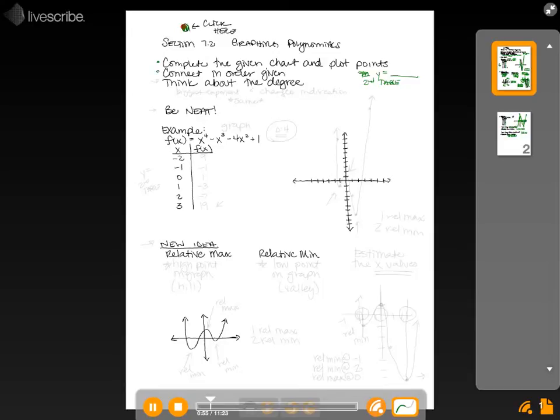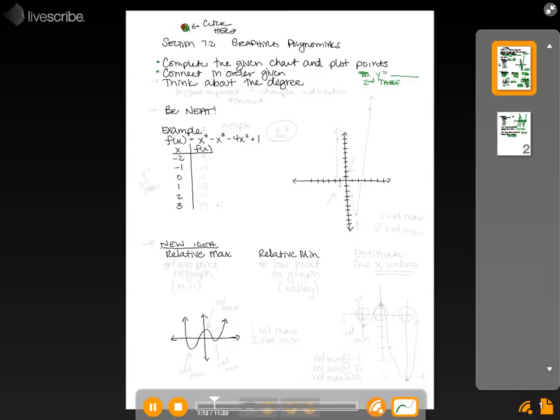And then you want to connect those points after you've plotted them in the given order. Sometimes they'll skip. The examples we'll look at will count by ones, but every once in a while they'll skip maybe two numbers, and then they'll go back to the chart and count by ones again, or they'll skip some. So connect them in the order that they're given.